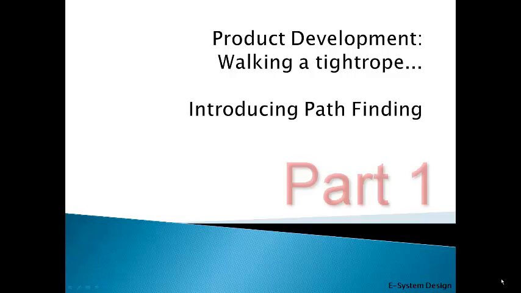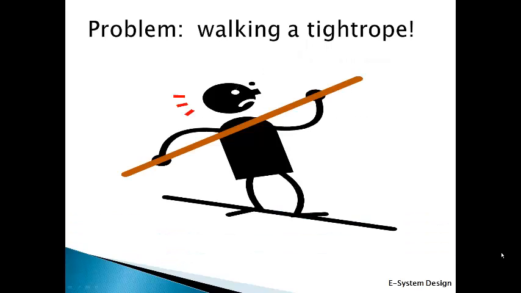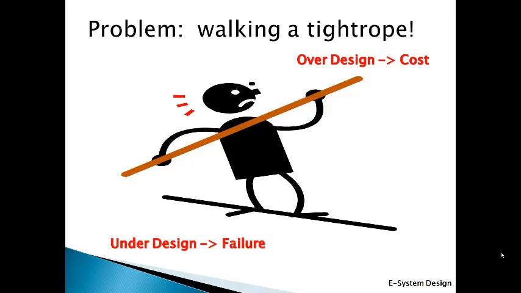Product development, walking a tightrope. Introducing pathfinding. Product development walks a very fine line between over-design, leading to significantly higher cost, and under-design, risking failure of their entire program. Either can lead to a market failure.